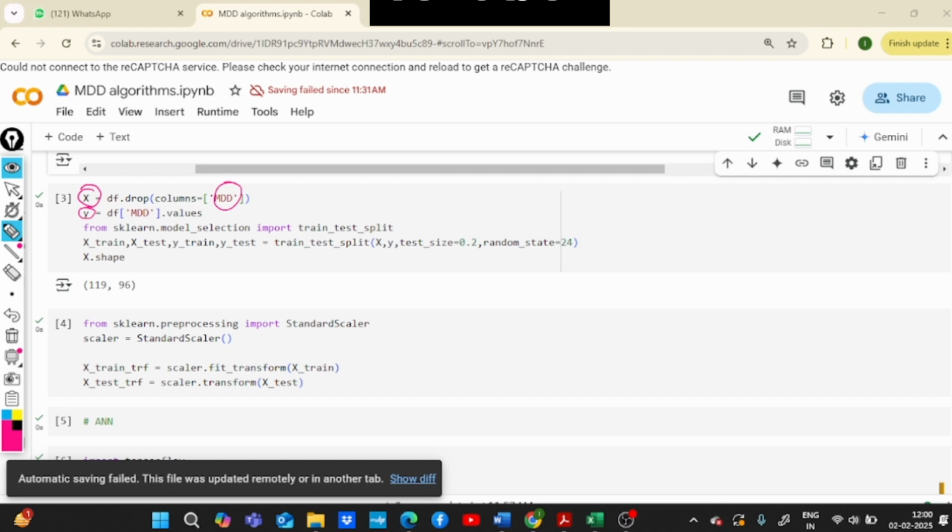Then we have done train, test, split. Here I have taken test size as 20%, and some random state. Then we have done the scaling procedure.